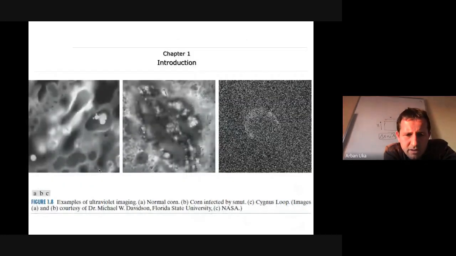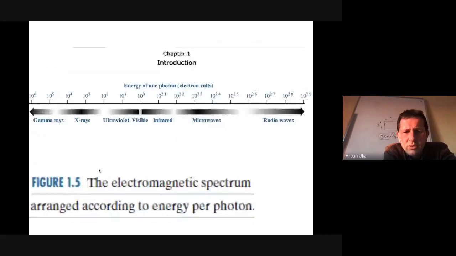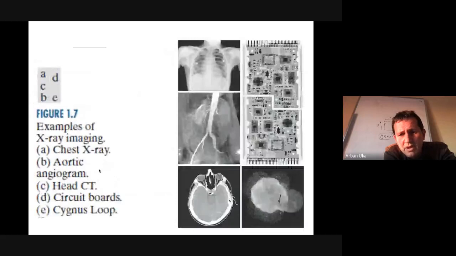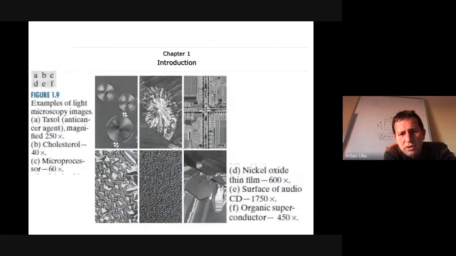Here we have other images, and these images are acquired using UV light or ultraviolet imaging. These are some examples. This is normal corn infected by smut, and these are other images. And again, whenever we say this is UV light, we go back to the graph. We notice that ultraviolet light has a longer wavelength than X-rays. That means lower resolution.